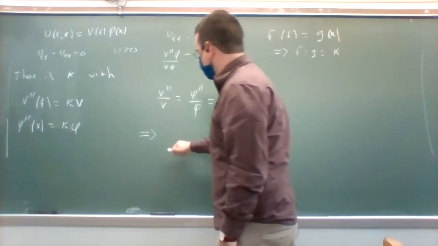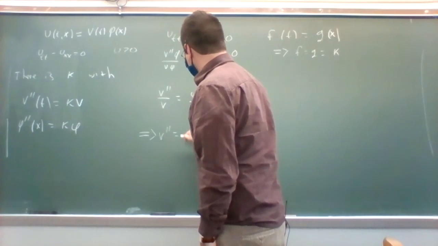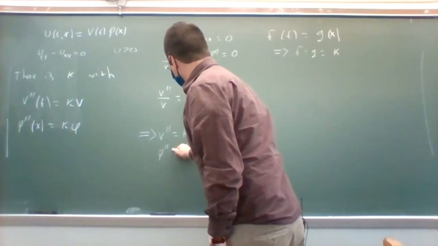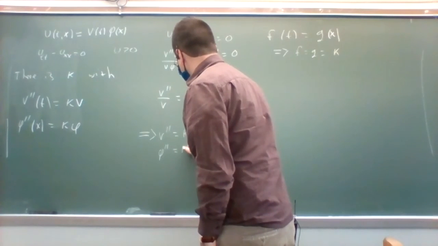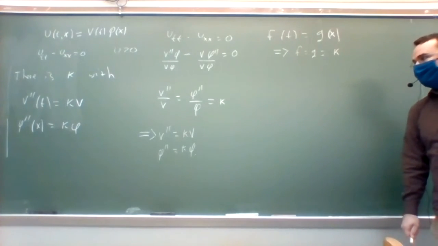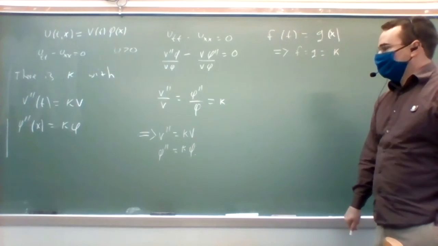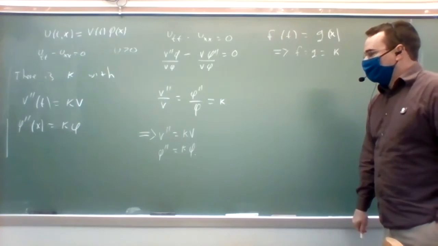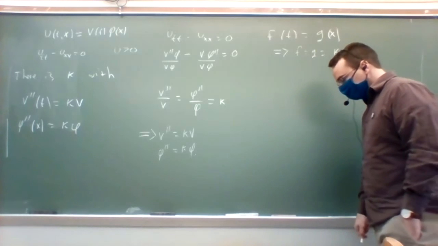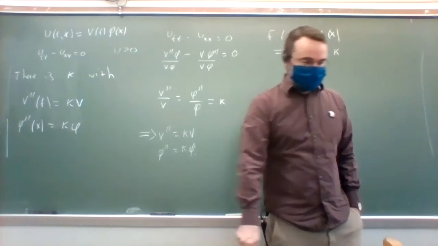and then we're arriving at these two, what you might call eigenvalue equations. So v double prime equals k times v, and phi double prime equals k times phi. I did call these eigenvalue equations, and it's really true, right?